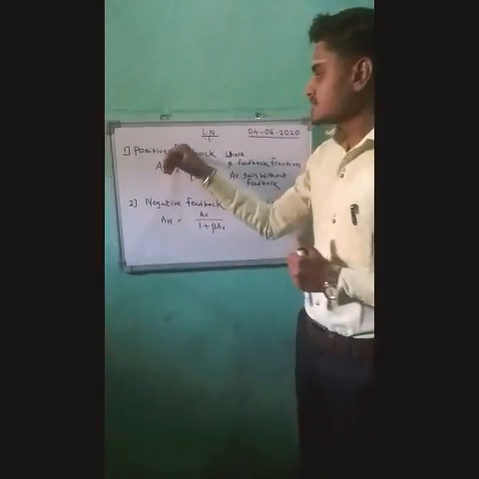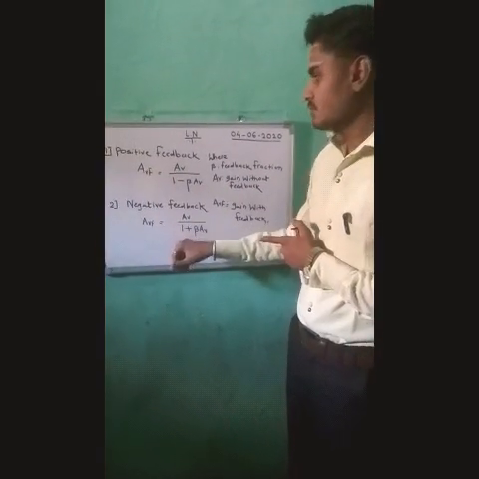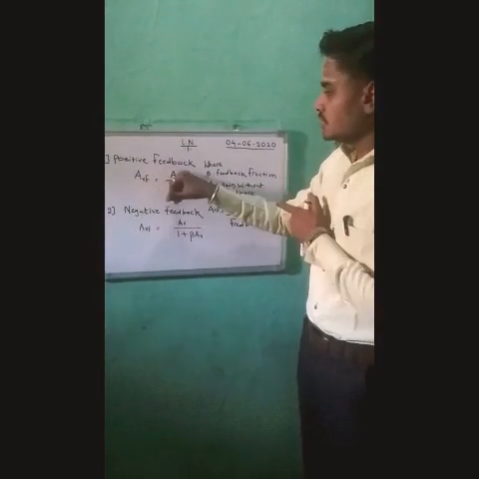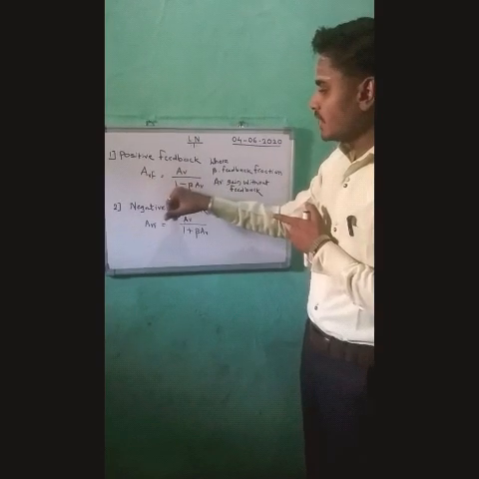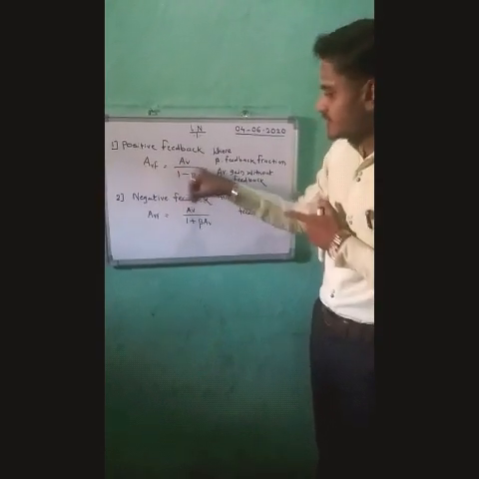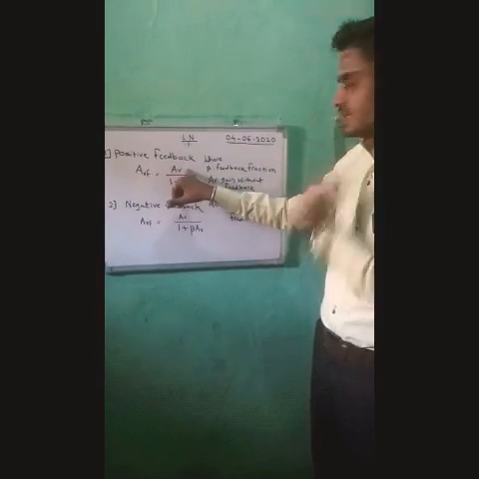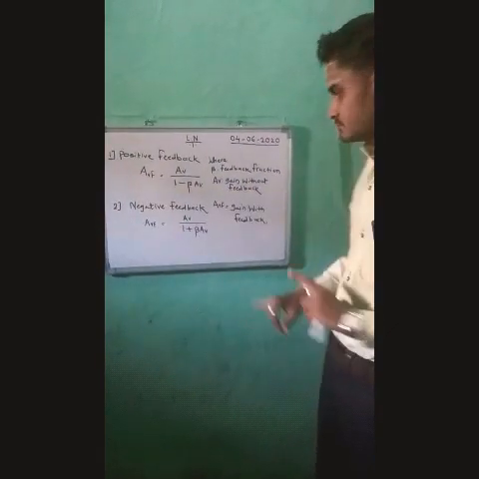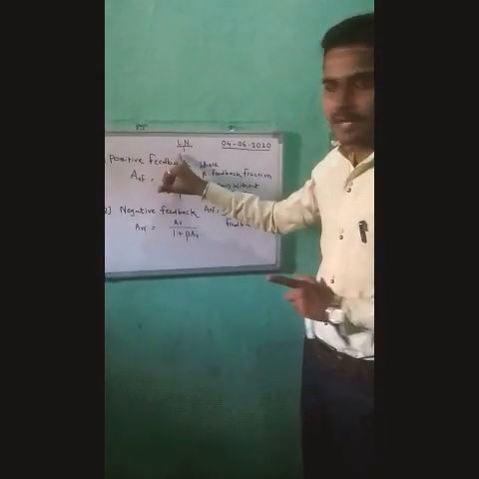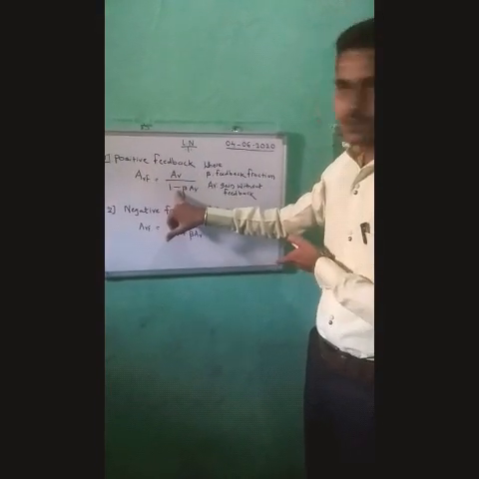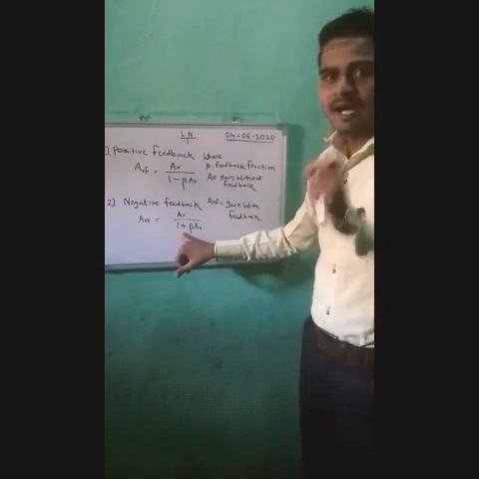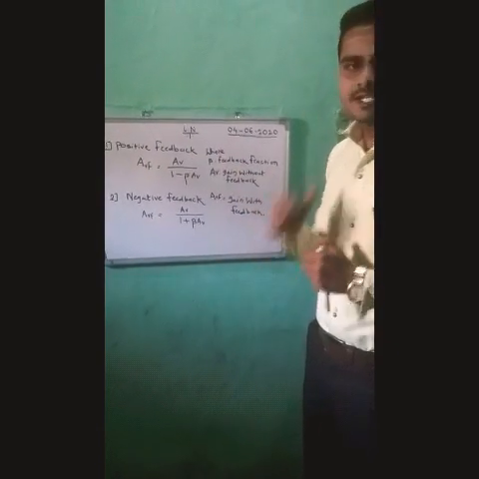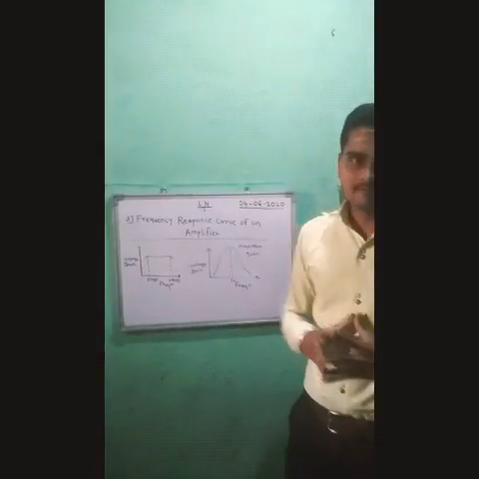Laws of feedback. This is the positive feedback formula. This is the negative feedback formula. In this case, AVF, meaning gain with feedback, is equal to the ratio of AV upon 1 minus beta AV. Here beta is the feedback fraction, AV is the gain without feedback, and AVF is the gain with feedback. Here in positive feedback, the minus sign is used in the denominator, and in negative feedback the positive sign is used in the denominator. Positive feedback is used in oscillators.